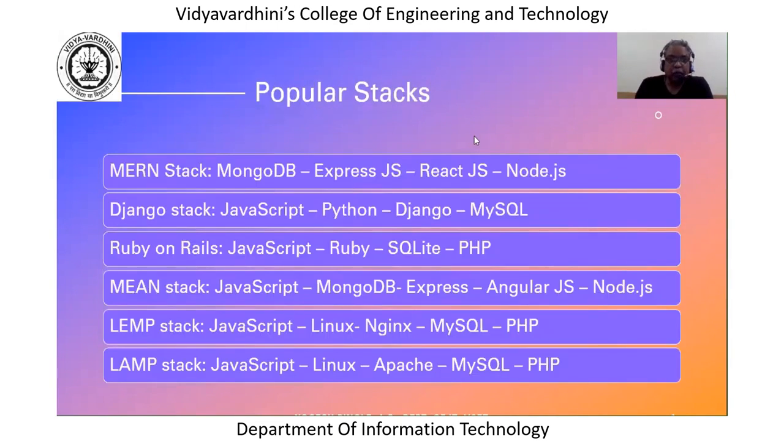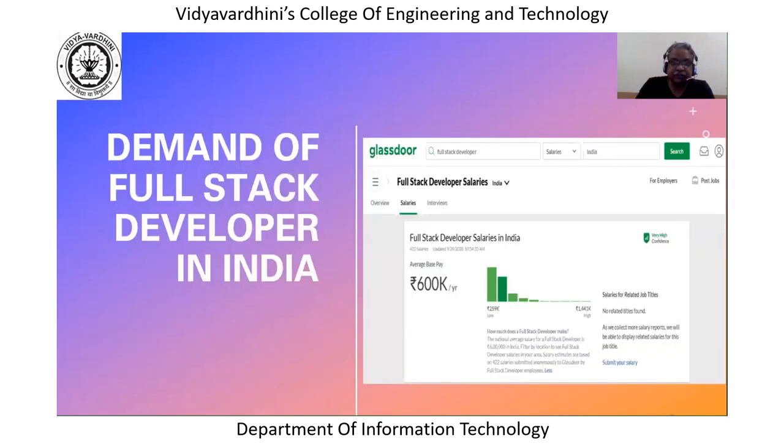What are the different kinds of popular stacks available? The first one is the MERN stack. MERN stands for MongoDB, Express.js, React.js, and Node.js. Django stack is there, Ruby on Rails, MEAN stack, LEMP stack, and LAMP stack. All these stacks are there. You can learn any kind of stack which is required by different kinds of companies.